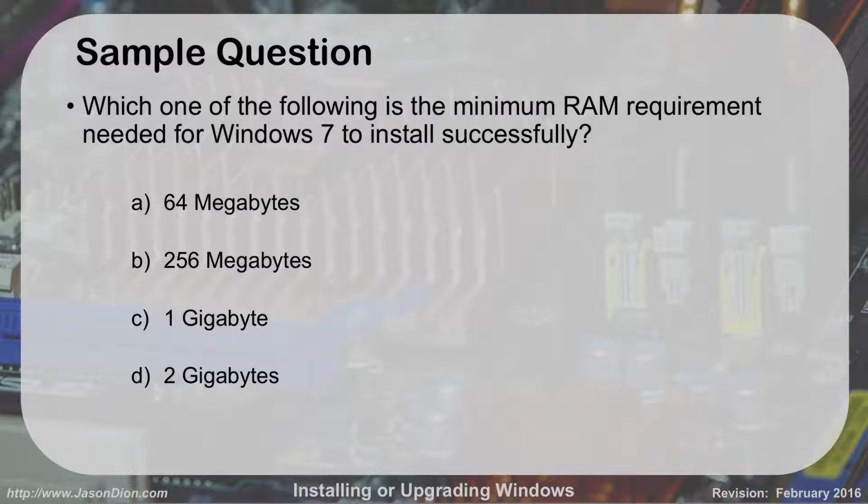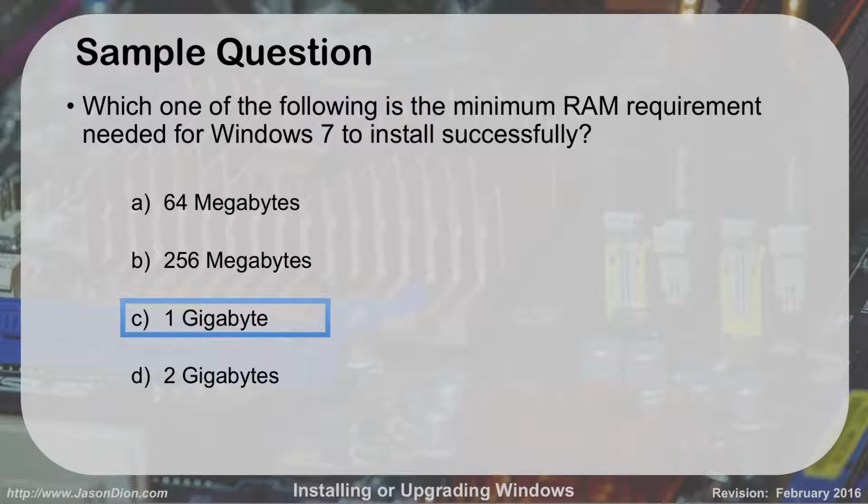So here's a sample question. Which one of the following is a minimum RAM requirement needed for Windows 7 to install? Minimum requirement. Is it 64 megabytes, 256 megabytes, 1 gigabyte, or 2 gigabytes? Is it 64-bit or 32-bit? Doesn't tell you if it's 64 or 32. So what's the minimum? 1 gigabyte, exactly, right?